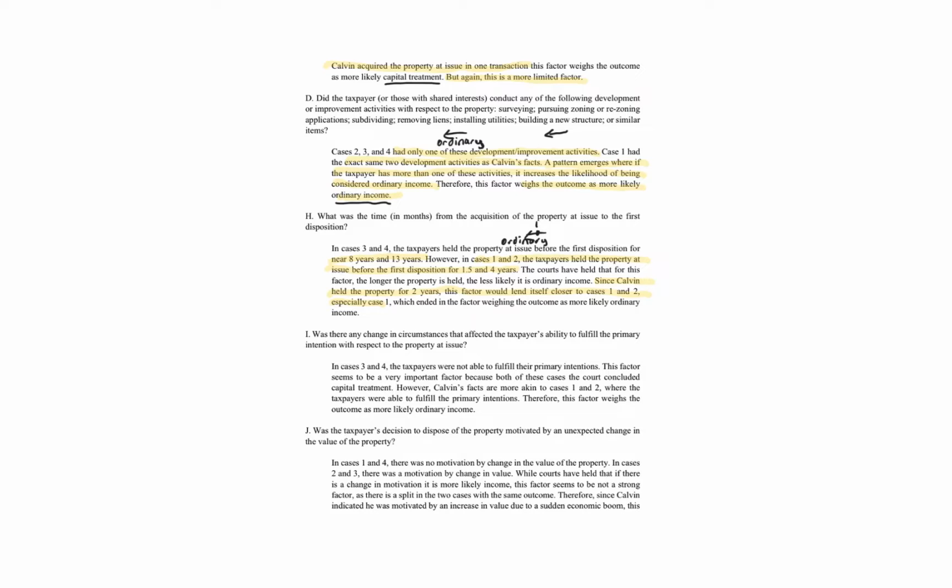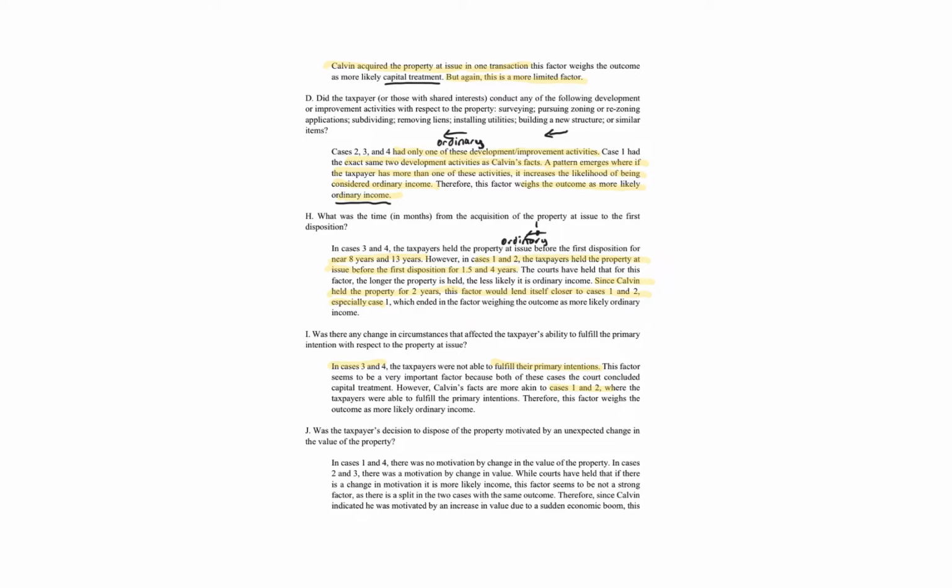I. Was there any change in circumstances that affected the taxpayer's ability to fulfill the primary intention with respect to the property at issue? So cases 3 and 4, the taxpayers were not able to fulfill their primary intentions. And cases 1 and 2, they could still fulfill their primary intention. They just switched for some reason.